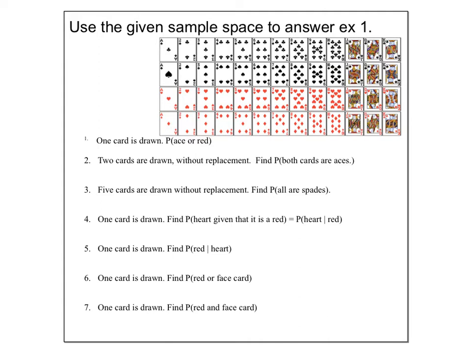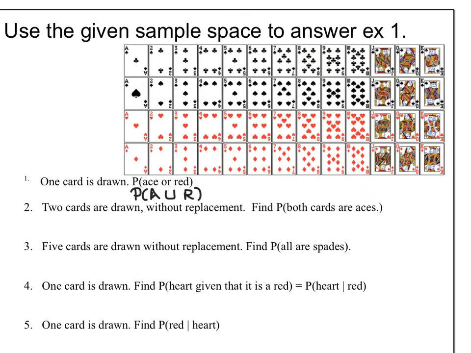Okay, so the first question, 1 card is drawn. What's the probability of getting an ace or a red? So probably the easiest way to do this is just look at your sample space and count the number of aces, and I see 4, and then how many red cards? Well, there would be half the deck, which is 26, but you got to be careful because you already counted 2 of the red ones because they were aces. So it would be 4 plus 24, or 28 out of 52.